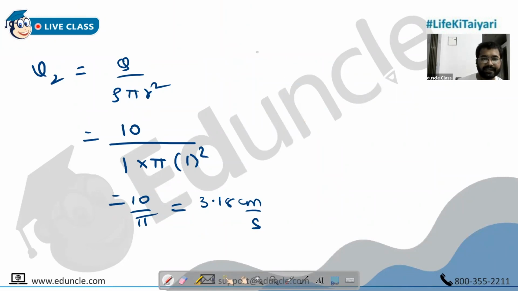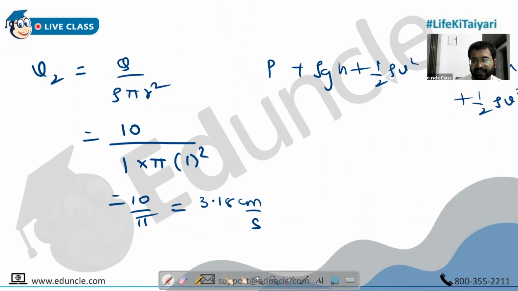Next, we can apply Bernoulli's theorem. P1 plus rho GH plus half rho V square should be equal to P plus rho GH plus half rho V square of the second case. Now listen. First case is PA, rho GH, which is this H. It is important to recall, this is not the depth. This was potential energy per unit volume. This is the height from the ground.